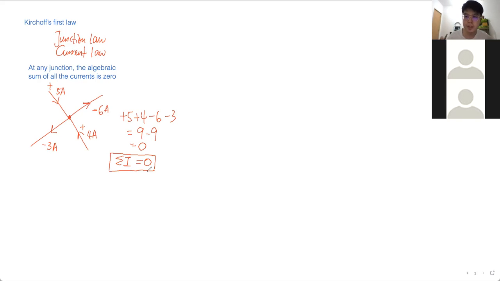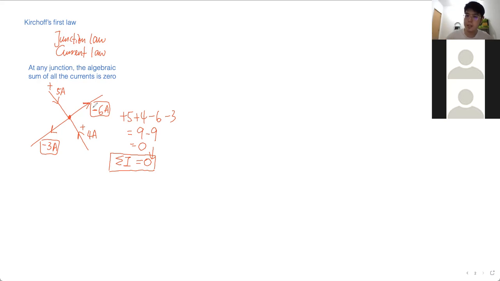So how do you get 0? It cannot be that all the currents go into the junction. If you want the sum to be 0, some current must be flowing out. It has to be some negative there. That's how you get a 0 sum. So what are the negatives? This one, and this one. The sum of positive I and the sum of negative I give you a 0 sum.